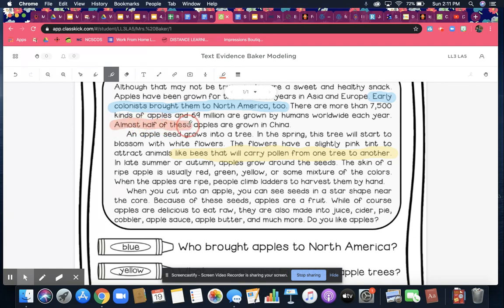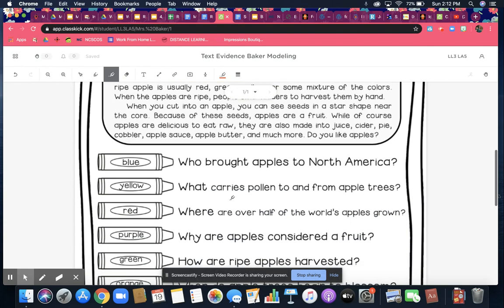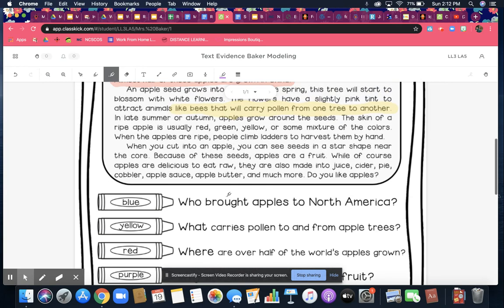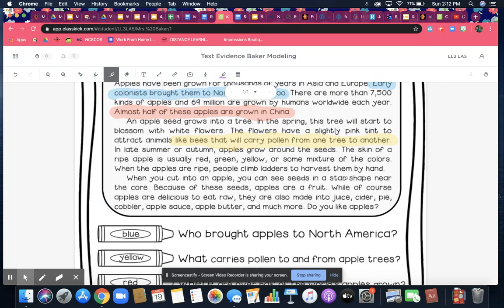Almost half of these apples are grown in China. Okay, there's my red. Why are apples considered a fruit? I need purple now. Okay, I'm going to keep going.